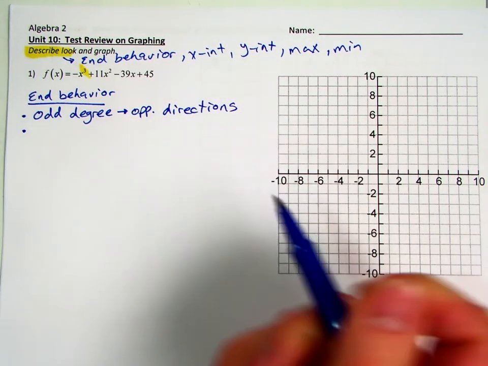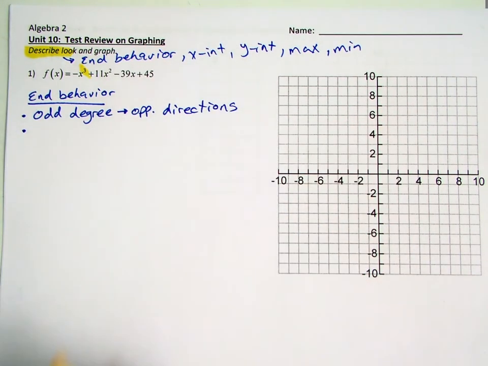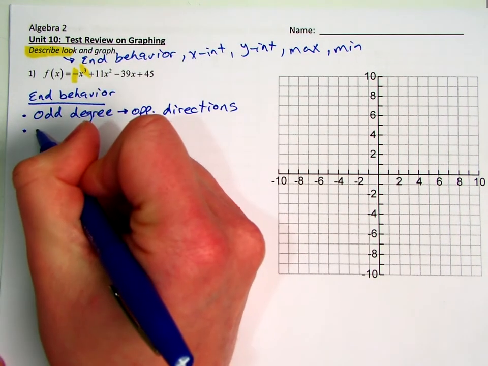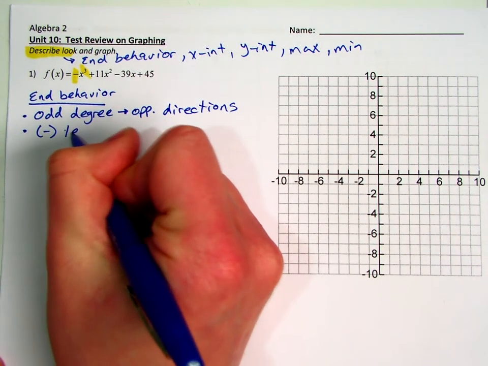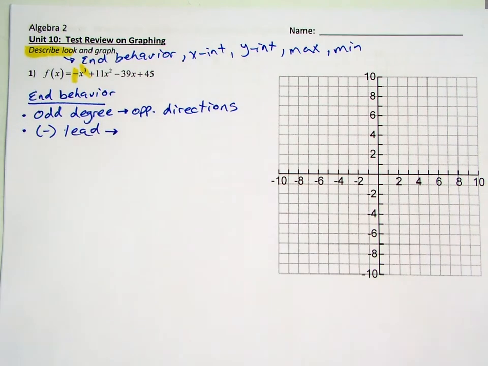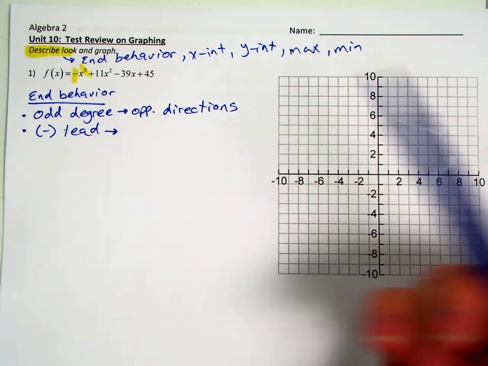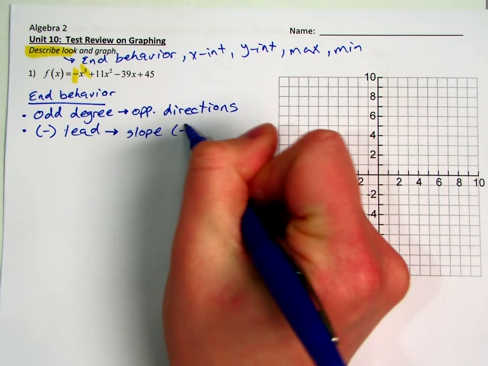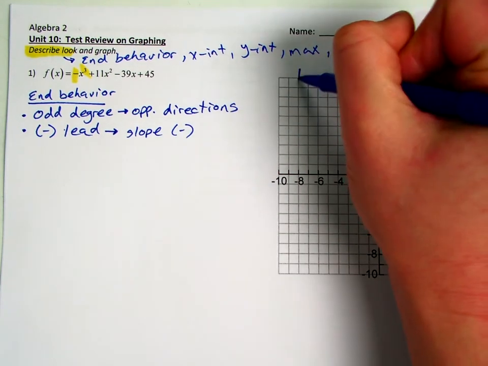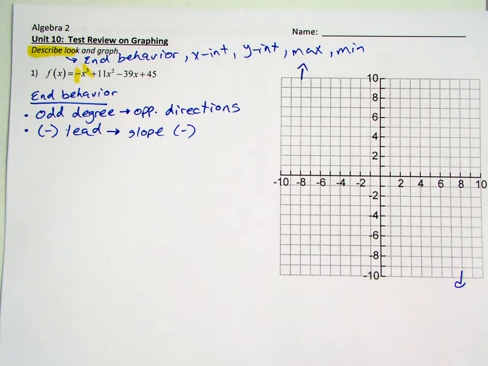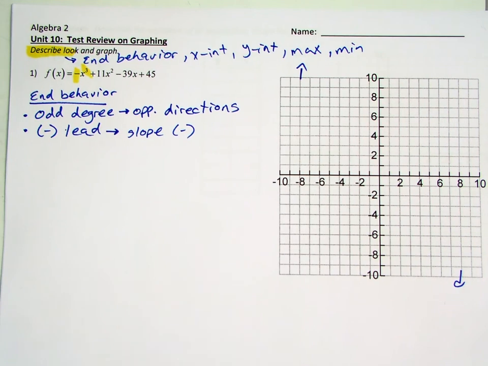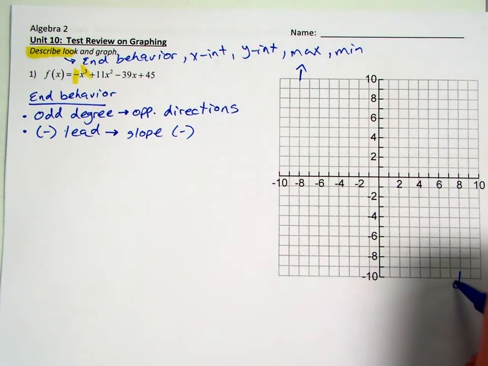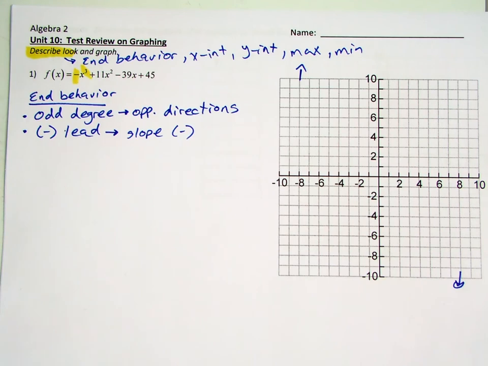Then we look at the lead coefficient. In this case, the lead coefficient is negative. So we have a negative lead, which means, since we're talking about opposite directions, I really think about it as slope. Like the slope is negative. So if I were having a negative slope, that means it would start up and end down. So I know that that's the general look of the graph. It's going to start over here and end at the bottom on the right-hand side.